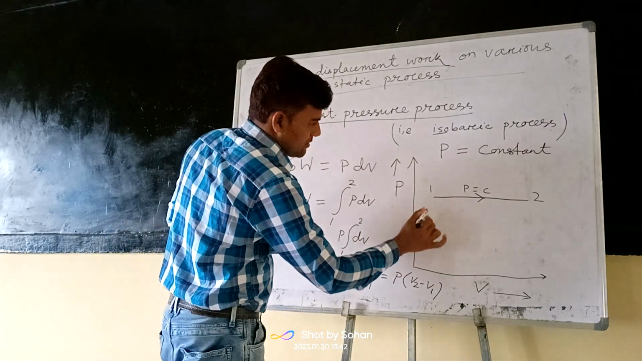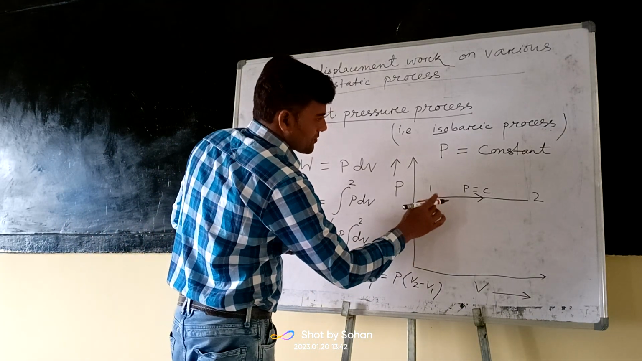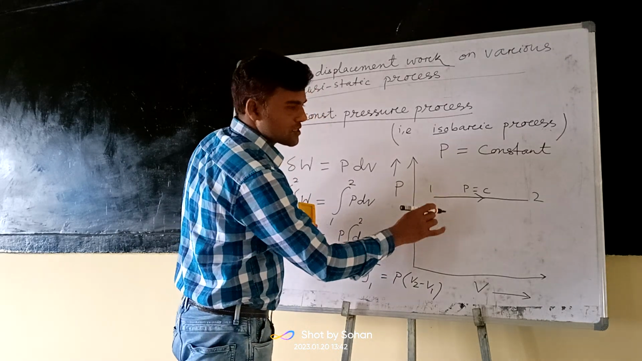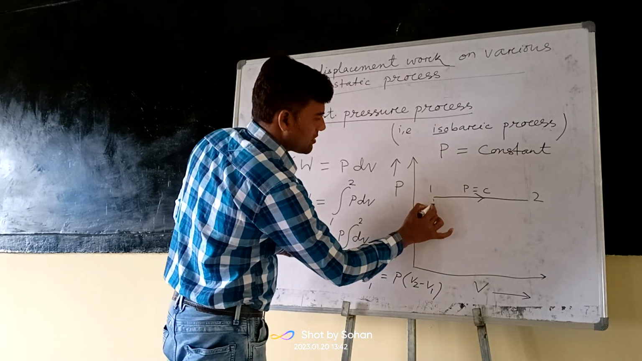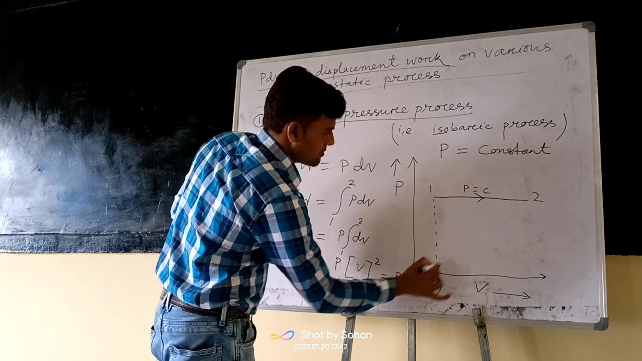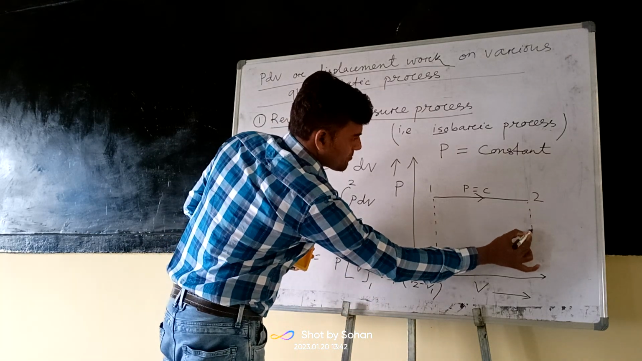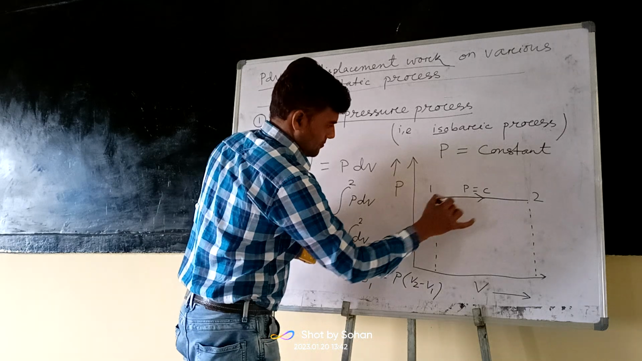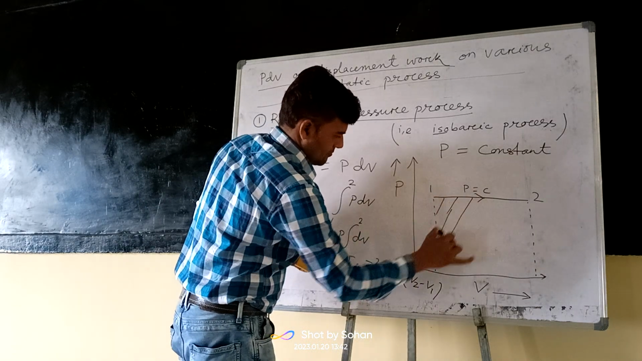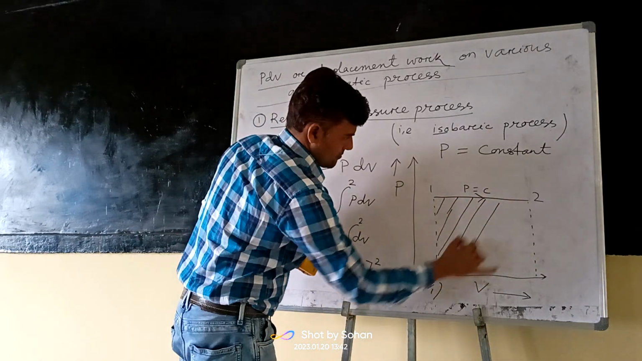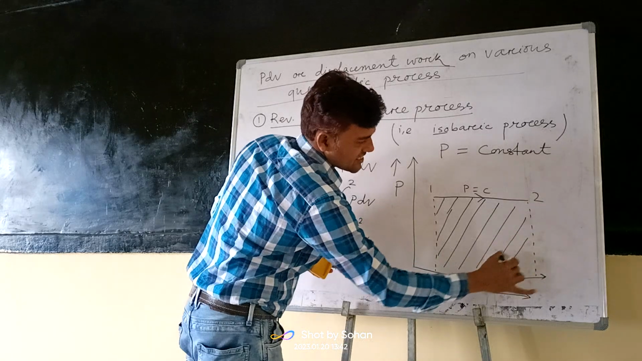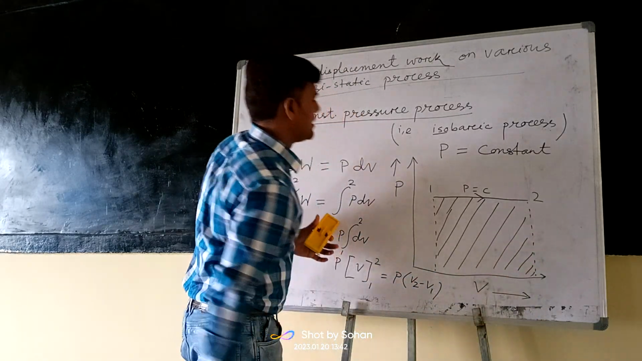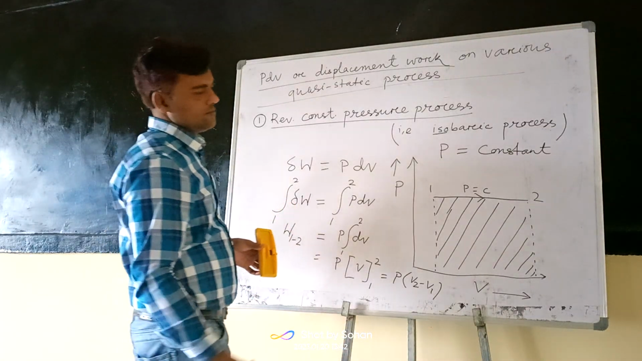And graphically, work done equals the area under the process or area under the curve. This much area under the curve. This is the graphical representation to calculate the work done.